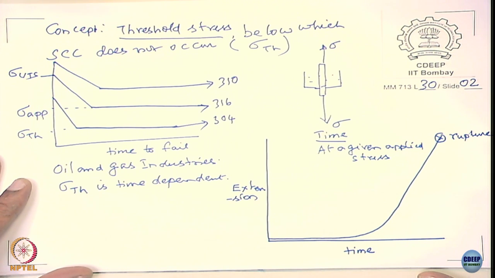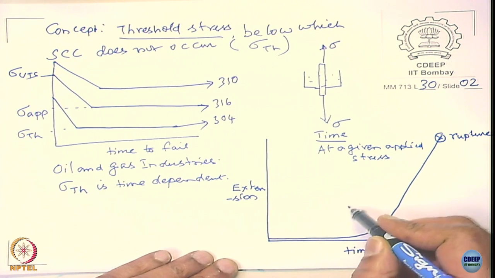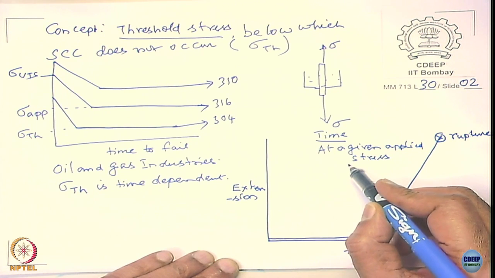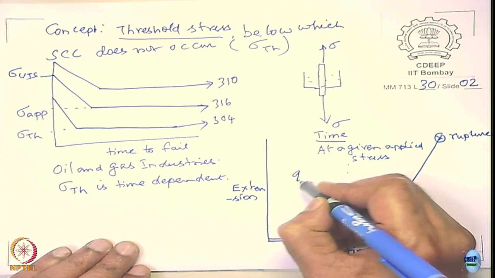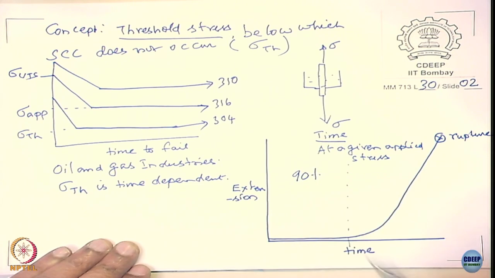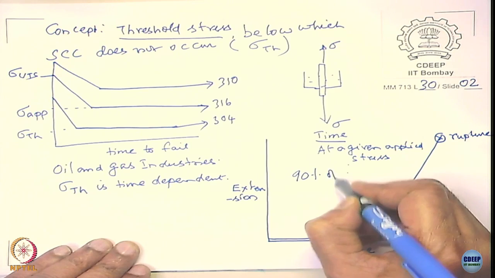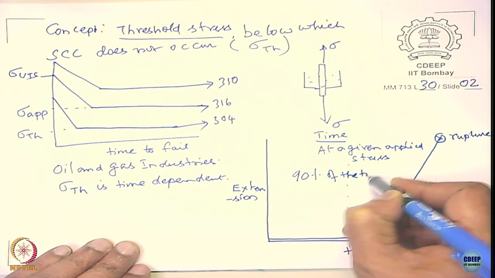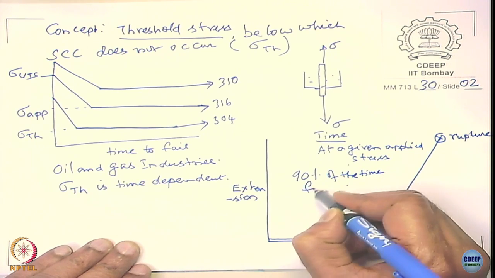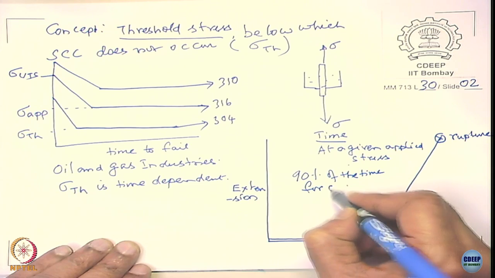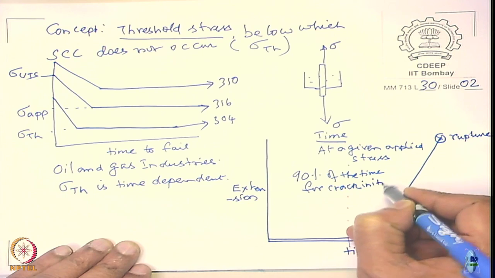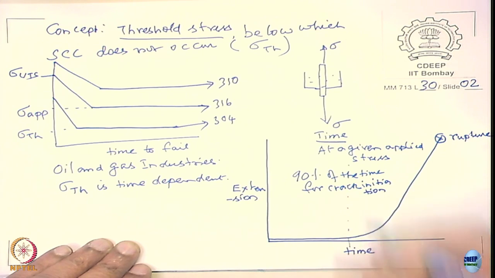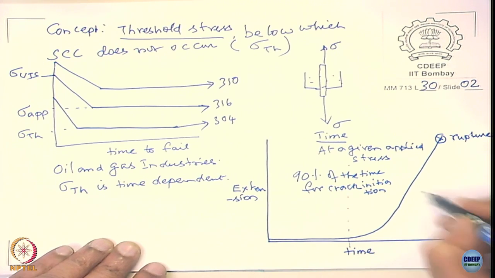If you look at here, what happens is, generally 90% of the time is for crack initiation. So, this is where the crack initiates, and this is where the crack propagates.